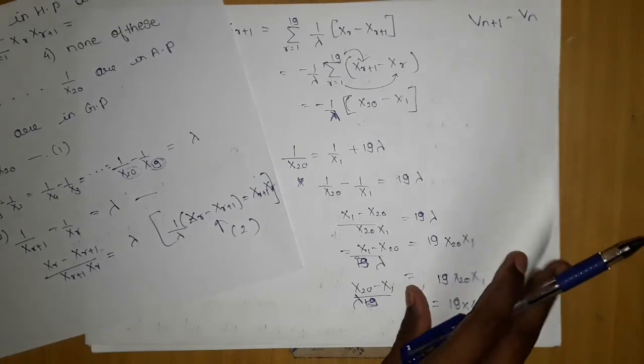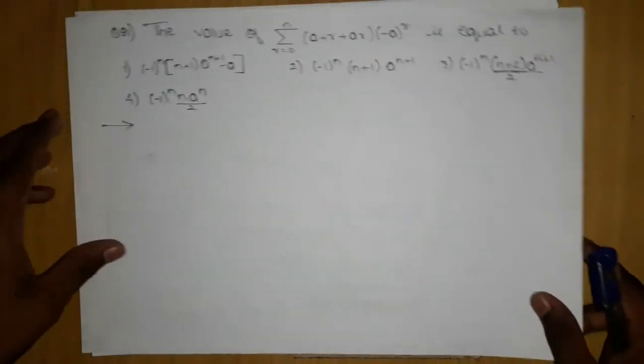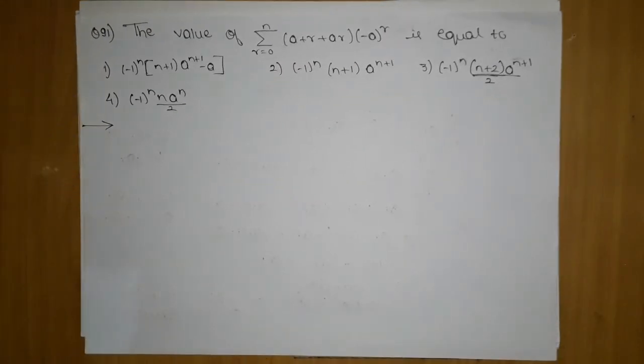Hope you have understood. Now let's move on to the next problem. Let me take the page. The next problem is this one, which says: the value of the summation r is equal to 0 to n of a plus r plus a^r into minus a^r is equal to what?